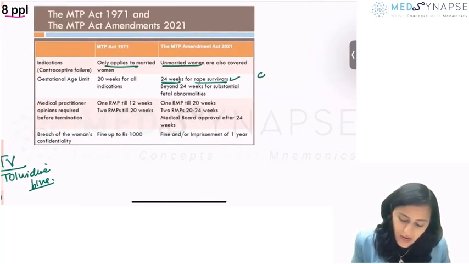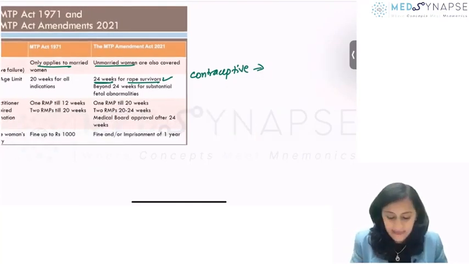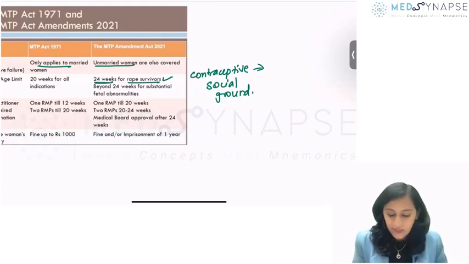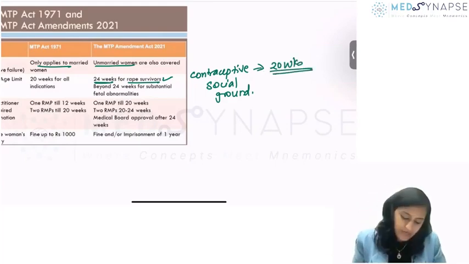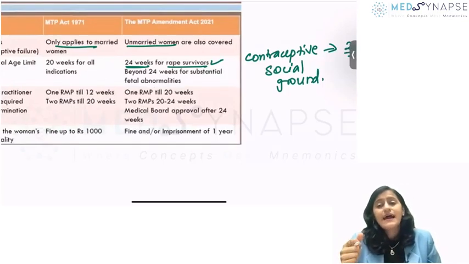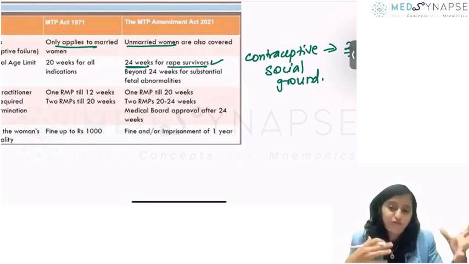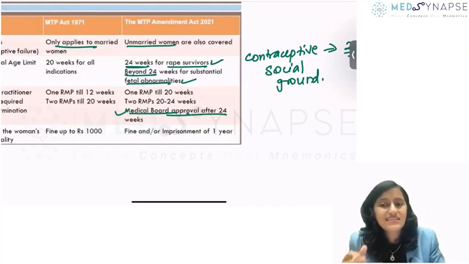In a case of contraceptive failure, does it come under the grounds for abortion, MTP? Yes. What ground? Social ground. So that is to be done only till 20 weeks. 24 weeks is for rape victims, survivors. And after 24 weeks, it is only for gross congenital anomalies, and we will need approval from the medical board. State level medical board approval is required.